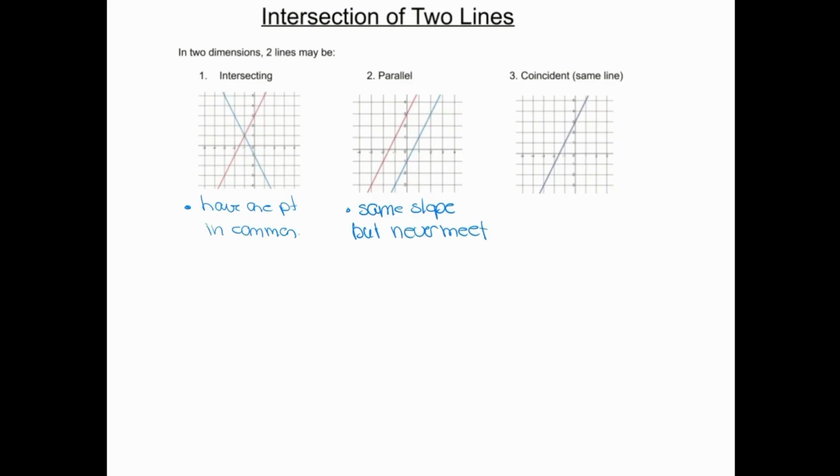And the third choice here is that they are coincident. They really are the same line. So one line lies right on top of the other. In this instance, when they're coincident, they will have an infinite number of points of intersection, because all of them will be the same. They overlap. These two lines overlap each other.